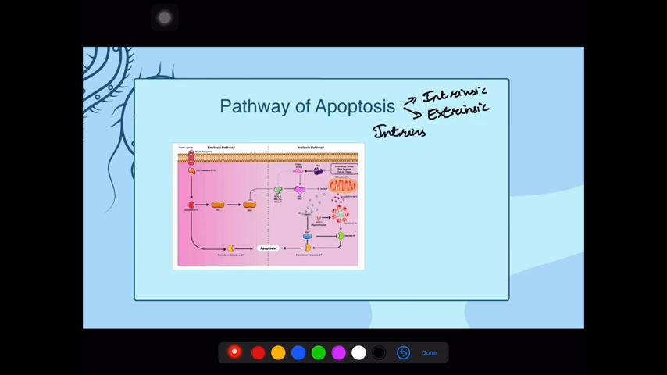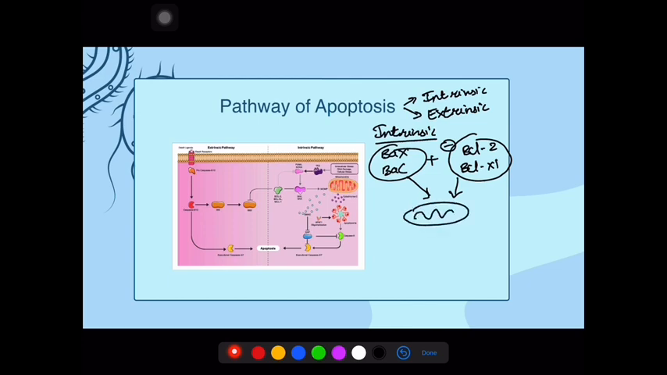In the intrinsic pathway, there are two proteins called BAX and BAK. These both act positively, that is positive feedback. The other two are BCL2 and BCLXL. These both act negatively. On what? They act positively and negatively respectively on mitochondria. The mitochondria is the organelle that gives the signal to the cell to do apoptosis, that is cell death, that is programmed cell death.